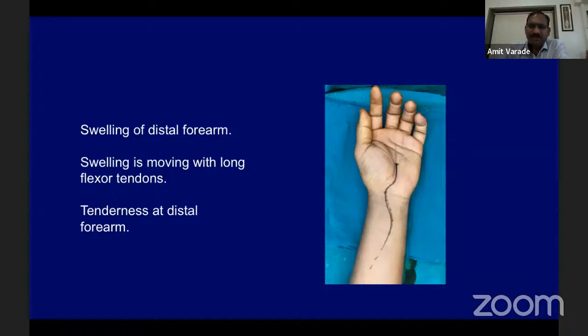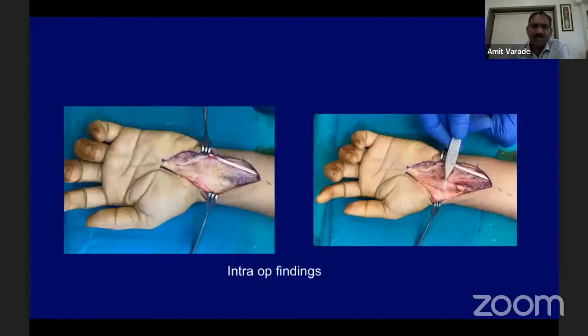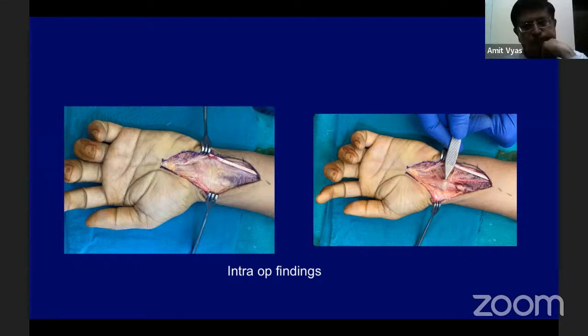So according to that, we did investigations, and the inflammatory markers and all were negative. The test which really helped us is ultrasonography. Ultrasonography has shown that there was tenosynovitis of the long flexor tendons. So in such cases, apart from the conventional open carpal tunnel release, we have to extend the carpal tunnel, and on exploration, extend it proximally in the forearm. And we found severe flexor tenosynovitis of the long flexor tendons, and there was severe compression of the median nerve due to that.